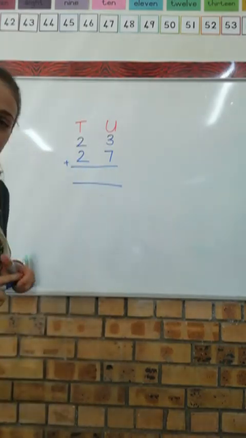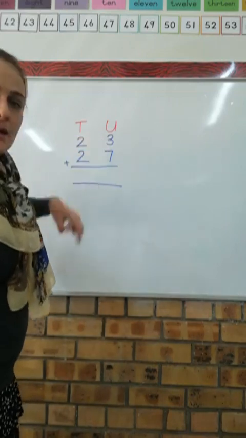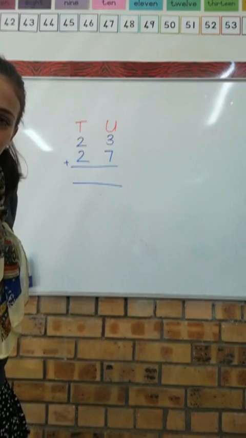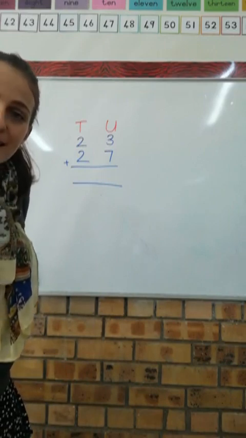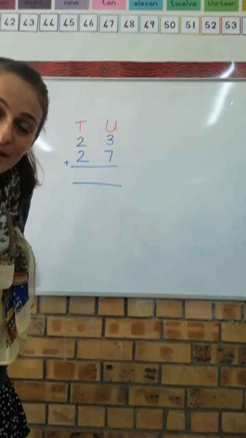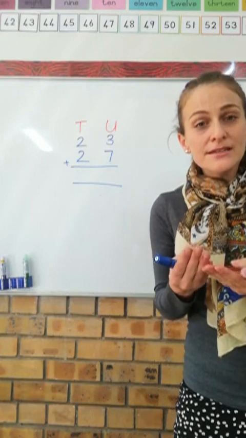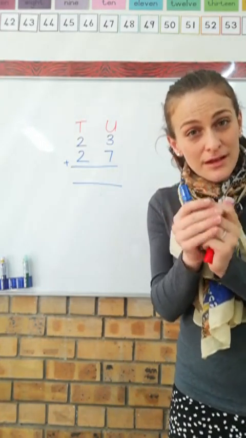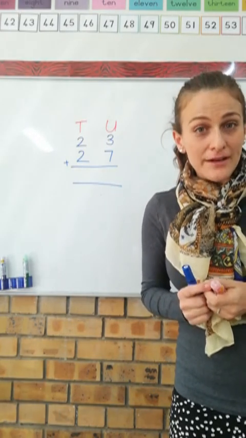Now, this is where it gets a little bit difficult. What number do you get when you add 3 plus 7? Think about it. 3 plus 7 is 10. Okay. So what are we going to do now? Because it's not only units, it's 10, which has 2 numbers in it, a 1 and a 0. What are we going to do? We do something called carrying over.